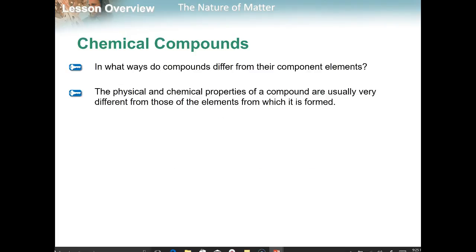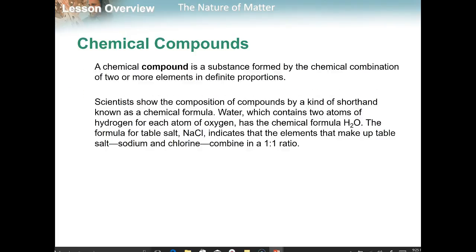Okay, so here are our key concepts. In what ways do compounds differ from the component elements? The physical and chemical properties of a compound are usually very different from those of the elements from which they are formed. Alright, so chemical compounds. Let's look at the definition of a chemical compound. A compound is a substance formed by the chemical combination of two or more elements in definite proportions.